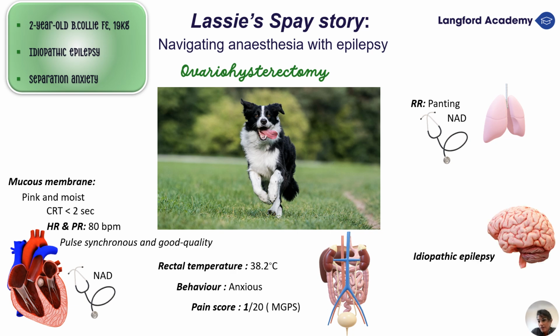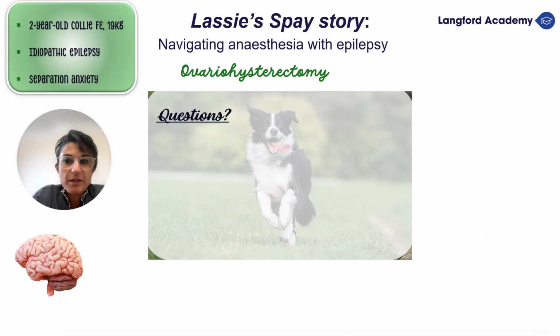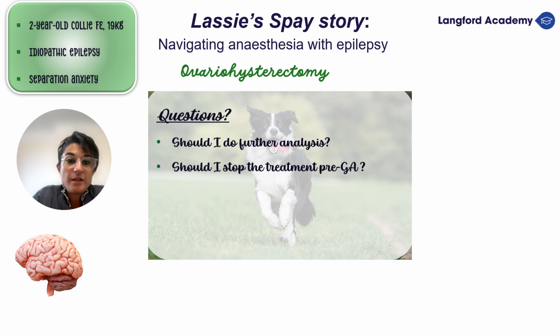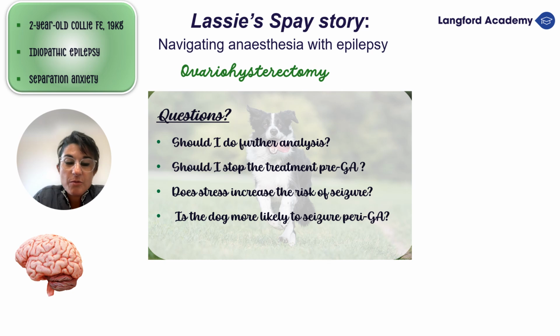Now we know that she's got idiopathic epilepsy. She's on phenobarbital twice a day, and she only has 1 or 2 seizures a year. So imagine again a lot of questions coming to your mind. Should I do further analysis? Should I stop the treatment pre-GA? Does stress increase the risk of seizure? Is the dog more likely to seizure peri-GA? What do I do if it seizures?